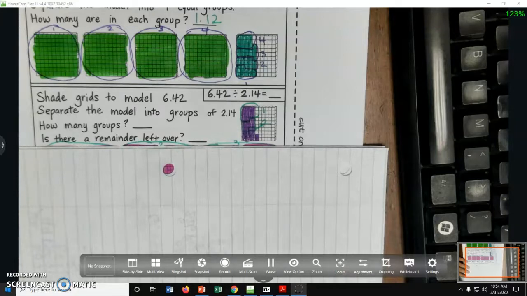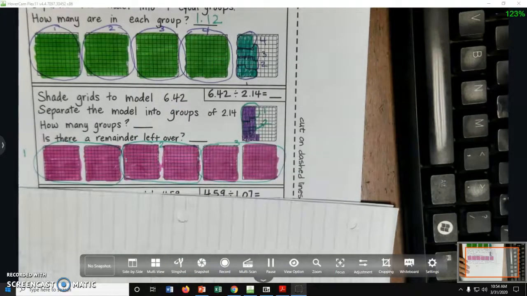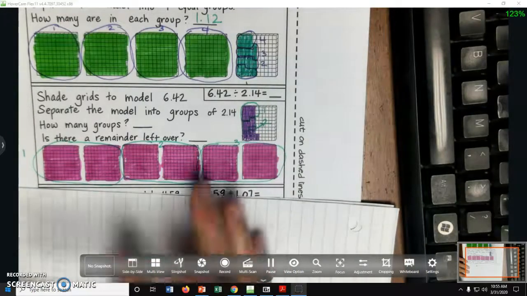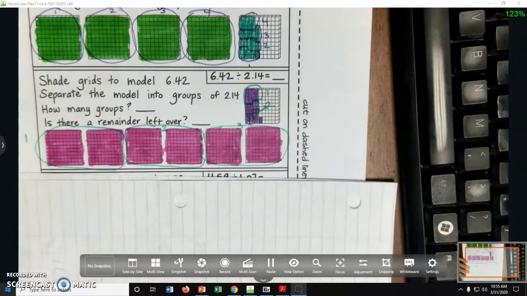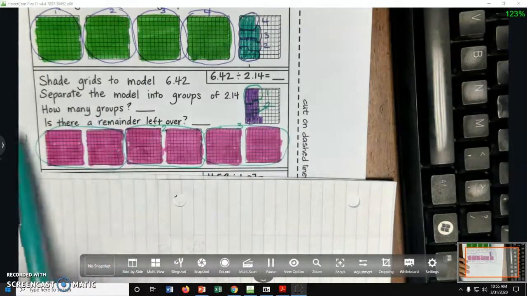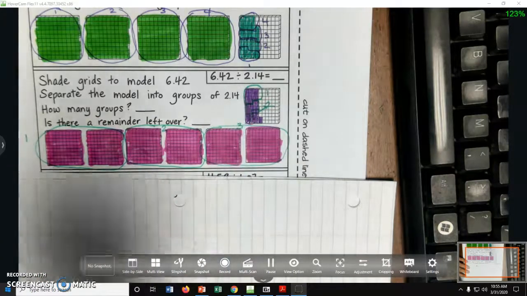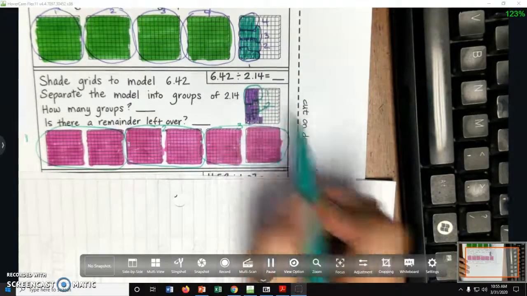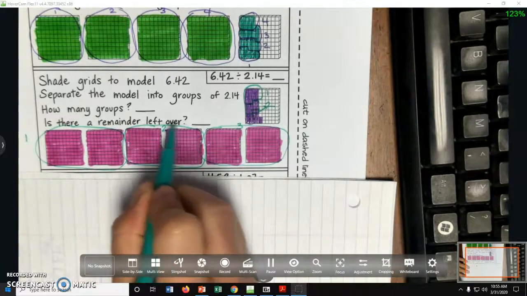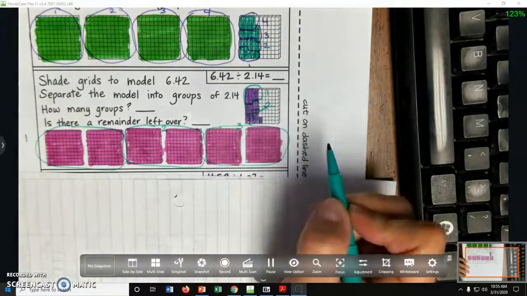So I started out by shading 6 wholes and 42 hundredths. Okay, so I shaded my 6 wholes and my 42 hundredths. So we need to separate them into groups of 2 and 14 hundredths. Well, these 2 make group 1, and then I need to go get 14 hundredths to go with that. So I went over here, I counted 14 of those hundredths, and I put group 1. Next group of 2 and 14 hundredths, there's the 2 wholes. Went over here and I counted another 14 hundredths.